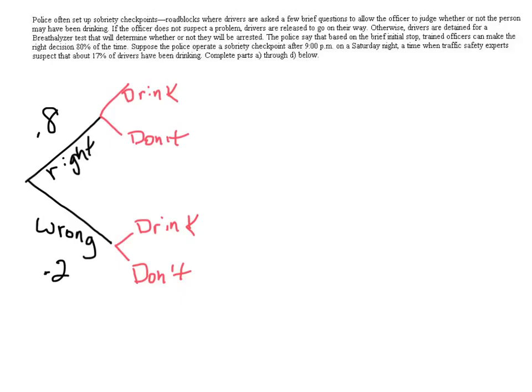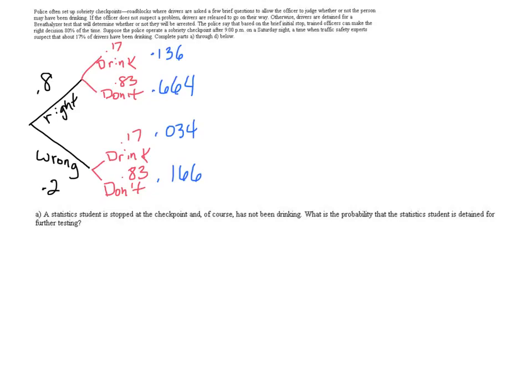Okay, safety experts suspect that about 17% have been drinking. So 17% are drinking, that means 83% are not. For A, a statistics student is stopped at the checkpoint and of course has not been drinking. What is the probability the statistics student is detained for further testing? Okay, this one, to get their answer, they just said, hey, the cops were wrong because they weren't drinking. So to be wrong, it is just straight out 0.2 because we already know they're not drinking.